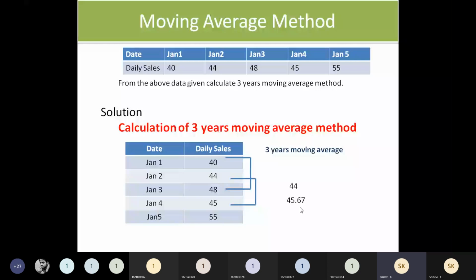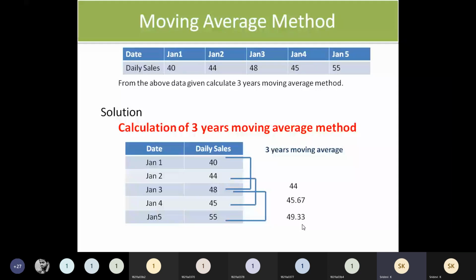On January 5th, leave the previous 2 days, take the 3rd, 4th, and 5th January sales and average them. You will get 49.3, which is forecasted. That means you expected this, but the actual sales is more than expected, that is 55. In this manner, for a shorter period of time, you can calculate how the expected sales will be.